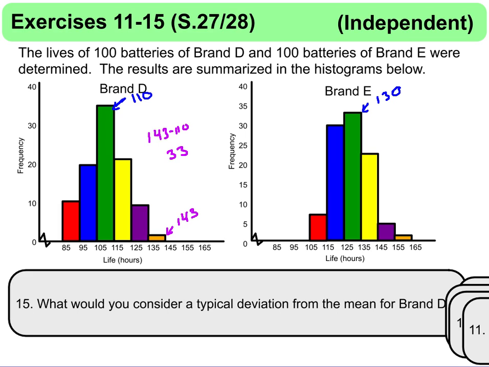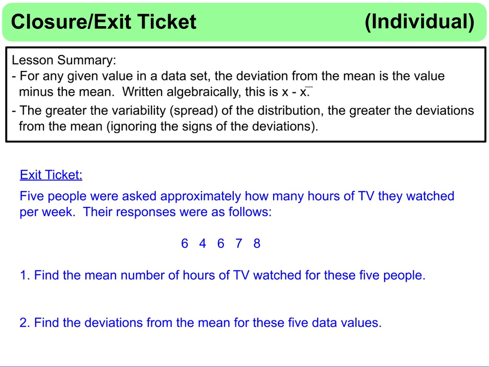So as a lesson summary, we just want the students to note that for any given value in a data set, the deviation from the mean is the value minus the mean. So written algebraically, this would be x minus the average, or the value minus the average or the mean. And then the greater the variability or the greater the spread of the distribution, the greater the deviations from the mean, ignoring the signs of those particular deviations.